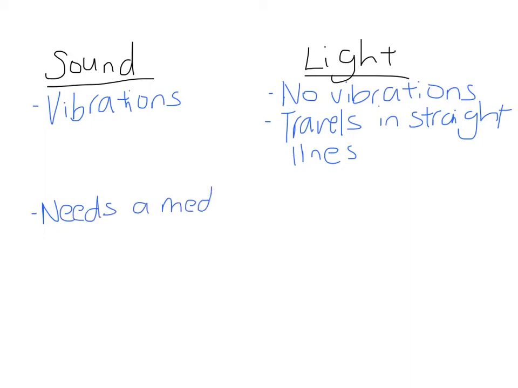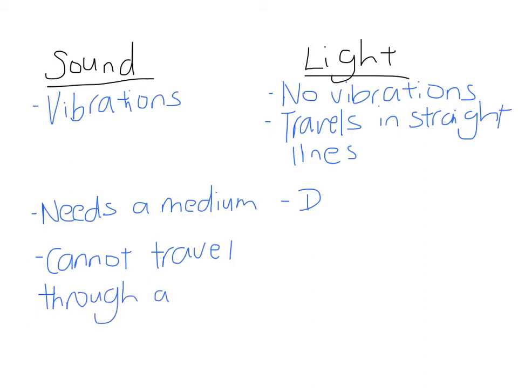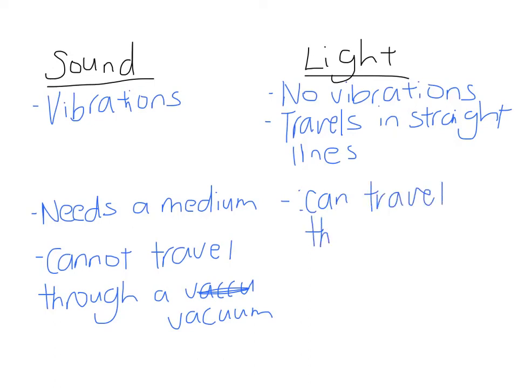Remember, a medium is anything that the sound is traveling through. Light, okay, light is a different story. Whereas sound needs a medium, it means that it cannot travel through a vacuum. Oh, I spelled vacuum wrong. Vacuum. Whereas light, because it doesn't need to have vibrations, it can travel through a vacuum. Okay?